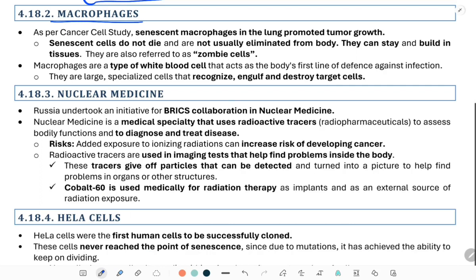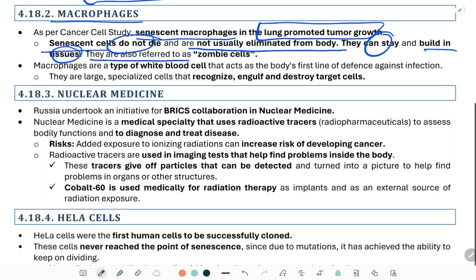Macrophages. As per a cancer cell study, senescent macrophages in the lung promoted tumor growth. Senescent cells do not die and are not usually eliminated from the body. They can stay and build up in tissues. They are also referred to as zombie cells.